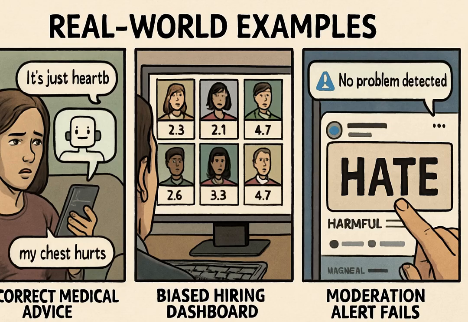Let's look at a few real-world examples to make these ideas concrete. Example 1. A model generating false medical advice. Hallucination meets harm. Example 2. Biased resume screening that downgrades certain groups. Bias with real consequences. Example 3. Automated content moderation failures when adversarial users evade rules. Each of these shows why relying solely on model outputs without checks can be dangerous.